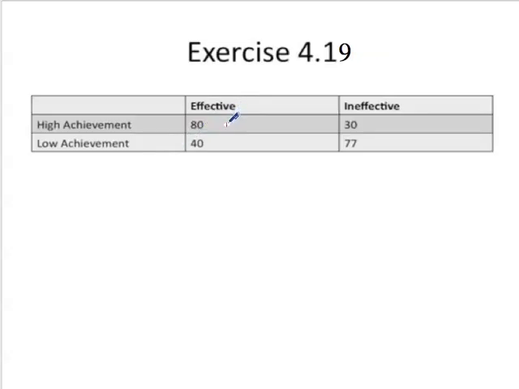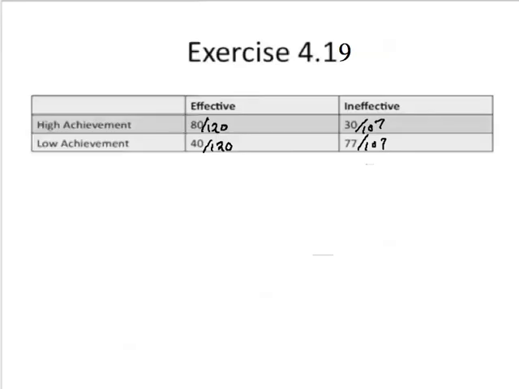Now, since there was no direction given on which way to do this, you're welcome to go the other way around and it would still be correct, okay? So let's see, we got 80 plus 40, which is 120. So that's going to be 80/120 and 40/120 respectively, okay? On the ineffective, we've got 30 plus 77, which is 107. So that would be both of these divided by 107 respectively, okay?